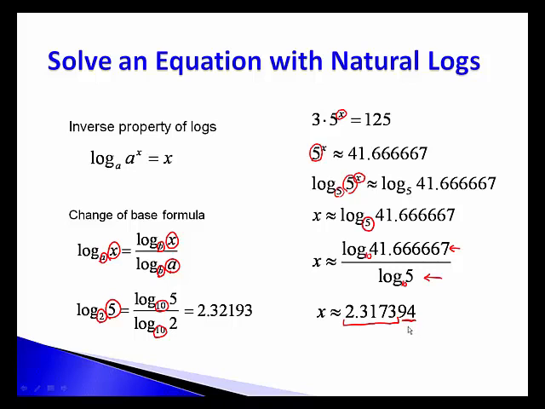Let me tell you how I would enter this one on my calculator. I would literally enter the log of 41.666667 close parentheses divided by the log of 5 close parentheses, and let my calculator carry those numbers as far as it can. That will give me the most accurate answer that I can get here. Let's look at one more then.